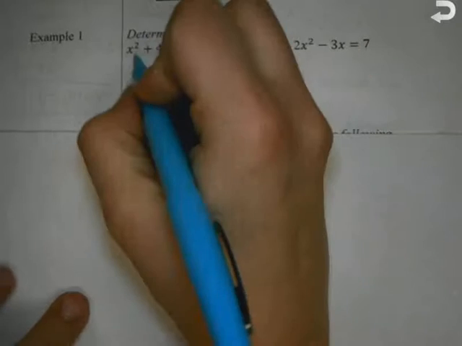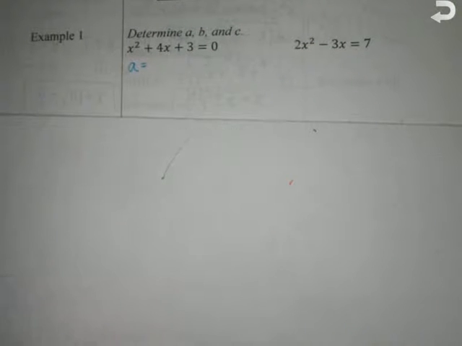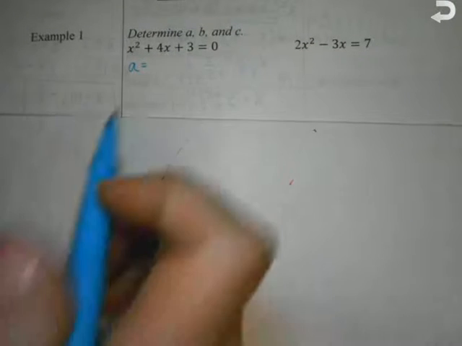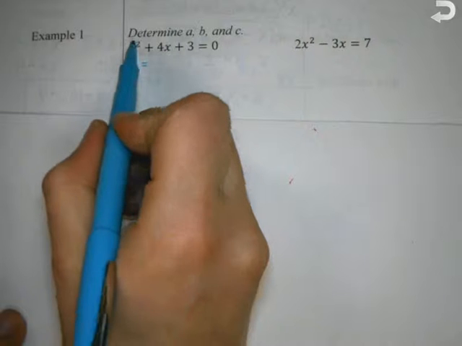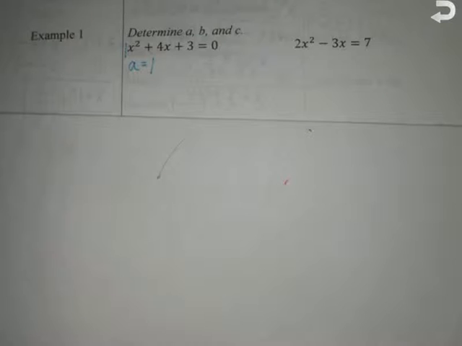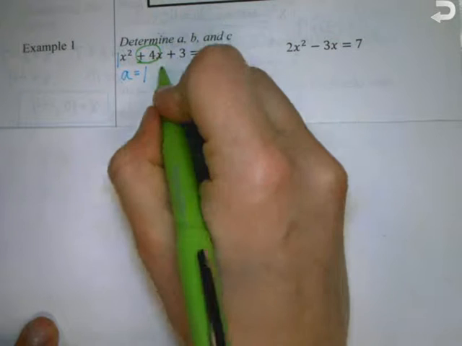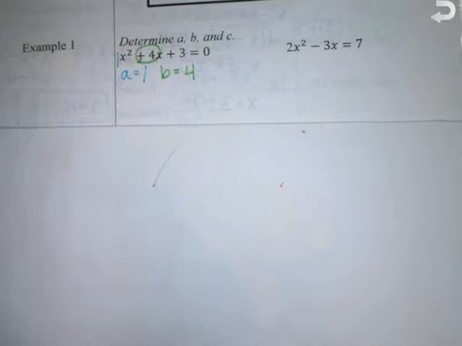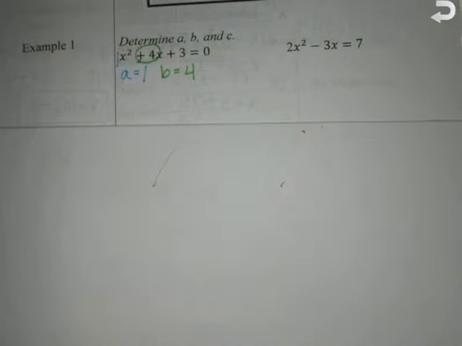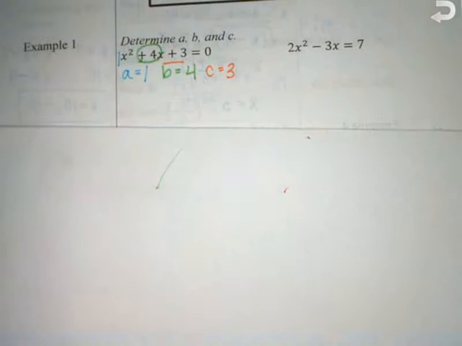X squared. Okay, it's not the x squared part, it's just the number in front of it. So if there's nothing in front of x squared, what's there that we can't see? 1. An invisible 1. So A equals 1. Okay. What about B? What's in front of the x term? Positive 4, right? So B equals 4. What's C? 3. Positive 3. So C equals 3. That's all I wanted us to do for example 1.